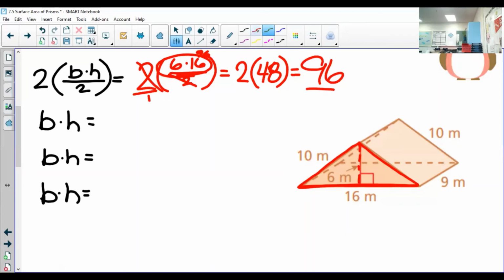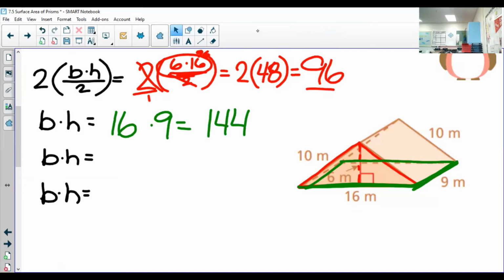Okay? So the next thing we've got here is the rectangles. So I like to start on the bottom so I don't forget any. So we're going to do the bottom one. And that is 16 times 9. We can see that right there. So we'll do 16 times 9. I don't know that off the top of my head. So it's 144.